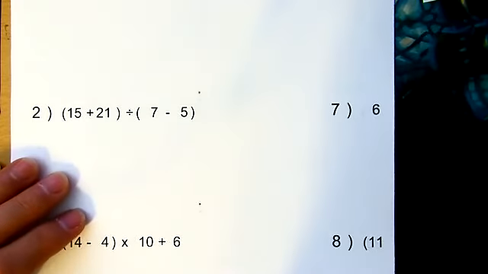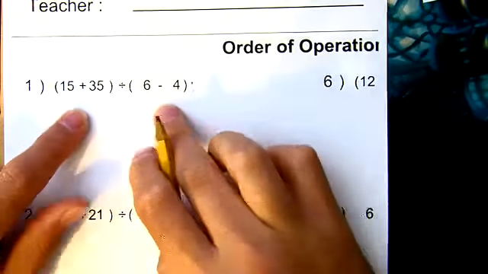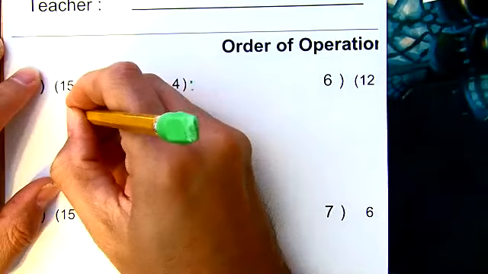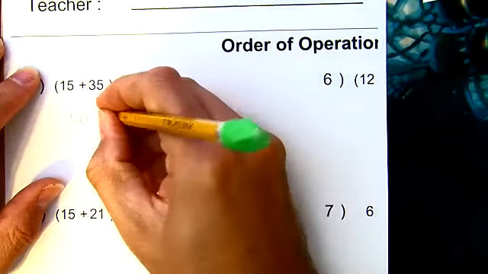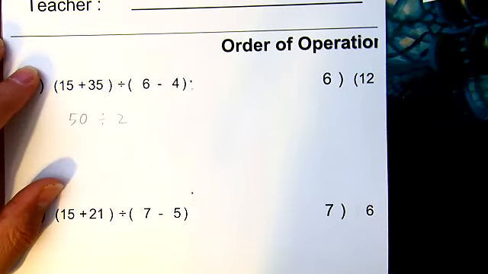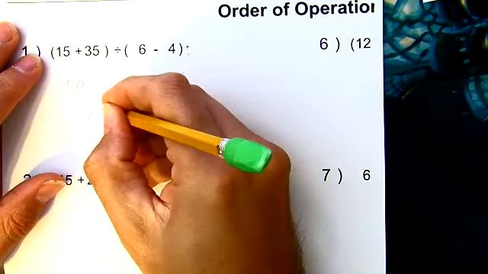Next one, you got parentheses. So do what's in parentheses first. This time we have 2 sets of parentheses. So 35 plus 15 is 50. If you have to do that to the side, that's fine. Bring down your divided by. 6 minus 4 is 2. And then the last thing you do is division. 50 divided by 2 is 25.